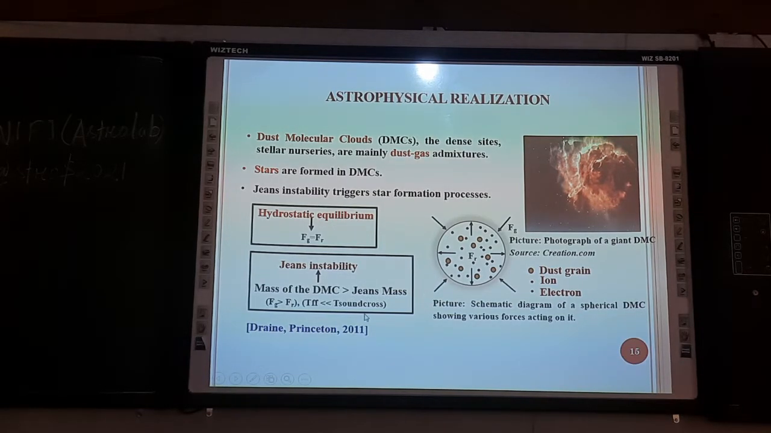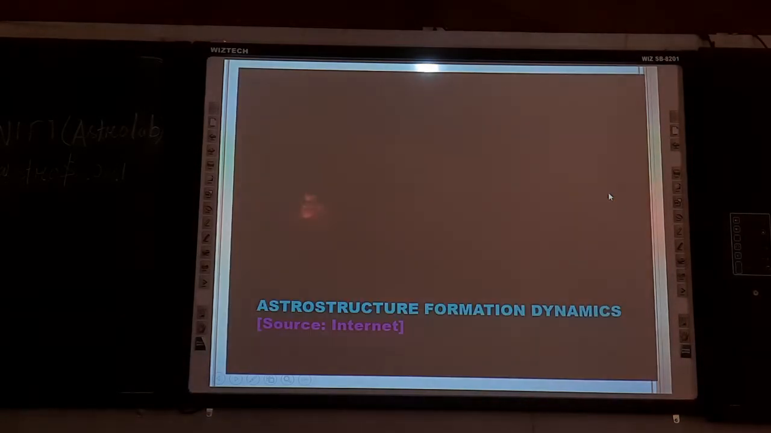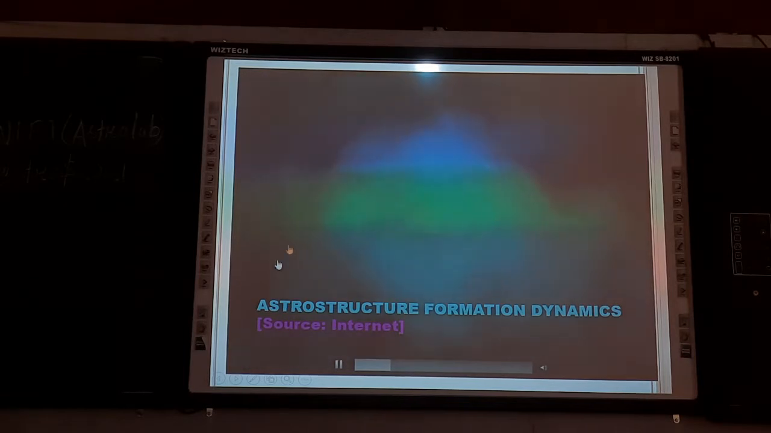And this occurs only when the radial force becomes lesser with respect to the gravitational force. This is one typical picture of gravitational collapse. Here is also a video taken from the internet, showing how structure formation takes place out of the dust molecular cloud, that is, the formation of the solar system. You can have a cartoon-type video like this. So this is one visualization.